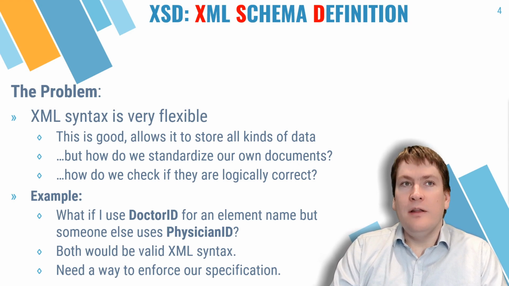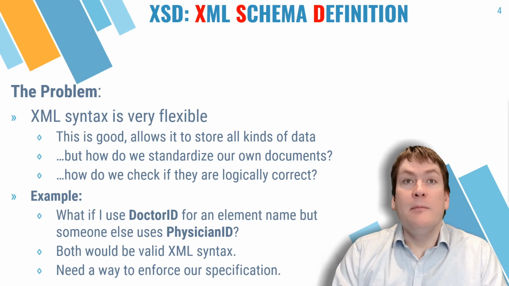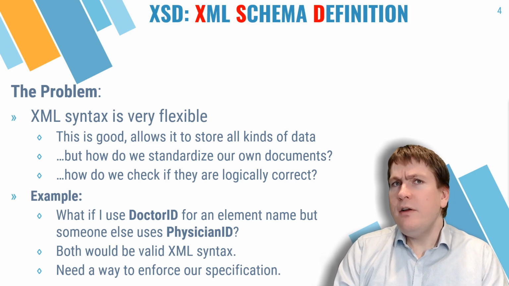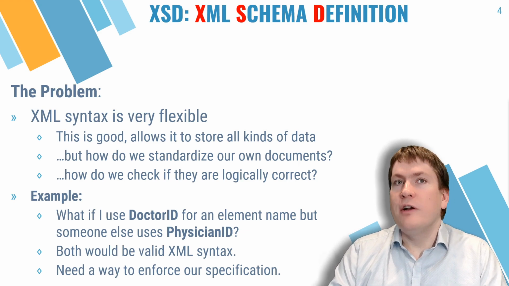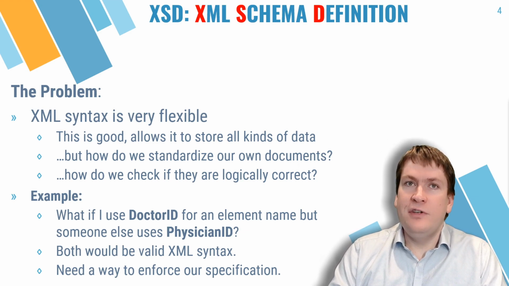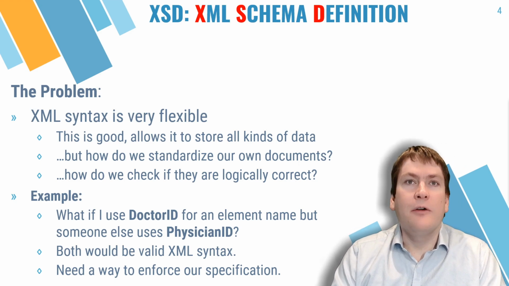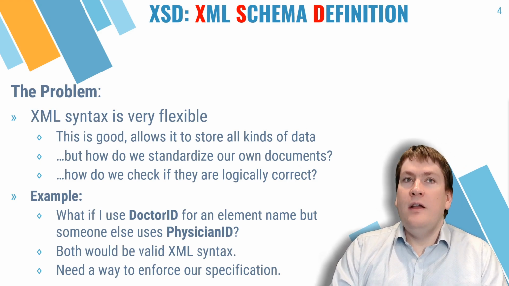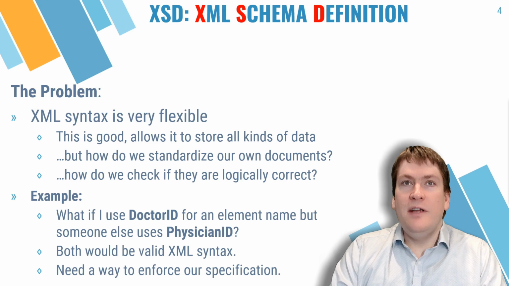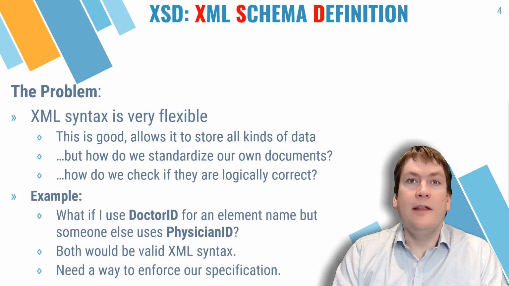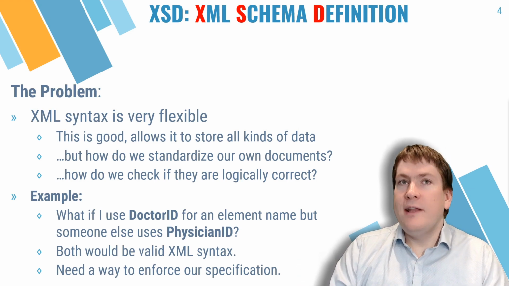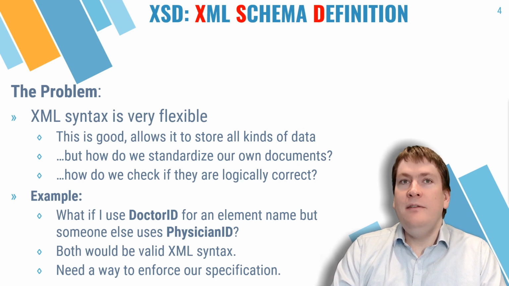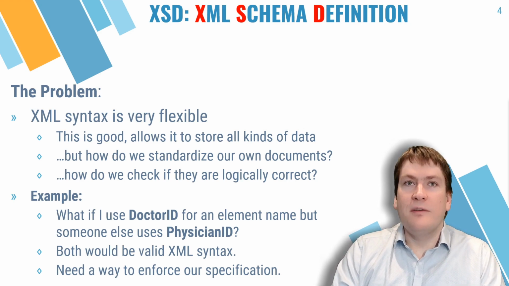One of those errors was that we had both a doctor ID and a physician ID as the element name in the same file. So how could we stop someone else when they're trying to represent the same data using physician ID instead of doctor ID? There's a lot of room for confusion there. Both would be valid XML syntax, assuming they closed it with the same name, unlike in our error example, but they could be slightly different documents. So we need a way to enforce our specification.